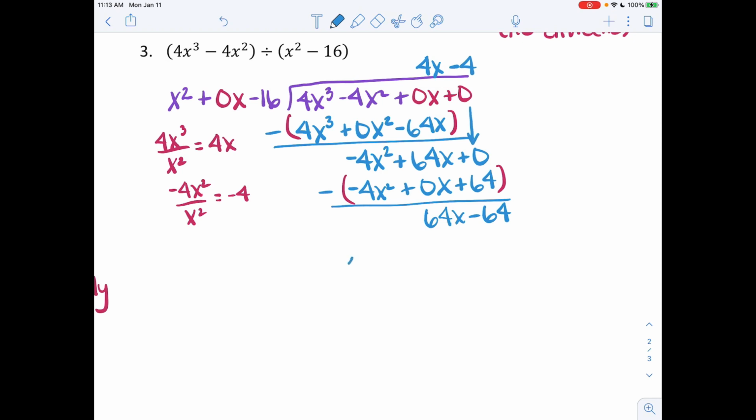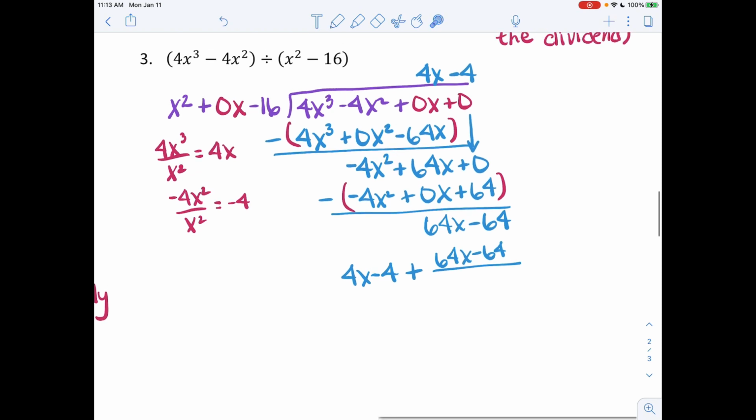So our quotient is 4x minus 4 plus 64x minus 64 divided by, and now for our divisor we would write it this way. We don't put the extra zeros in a final answer. So x squared minus 16.